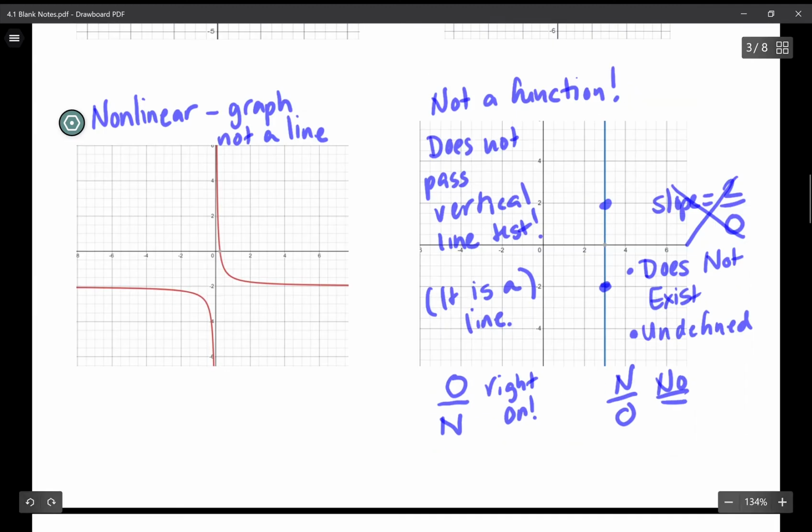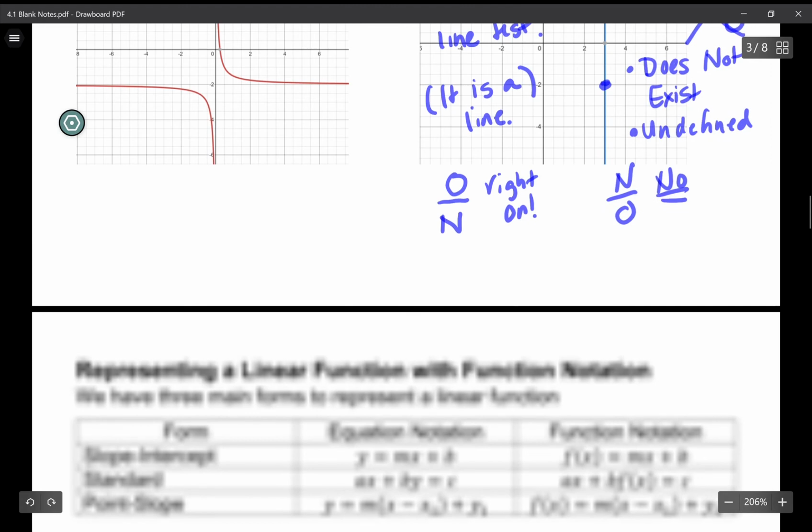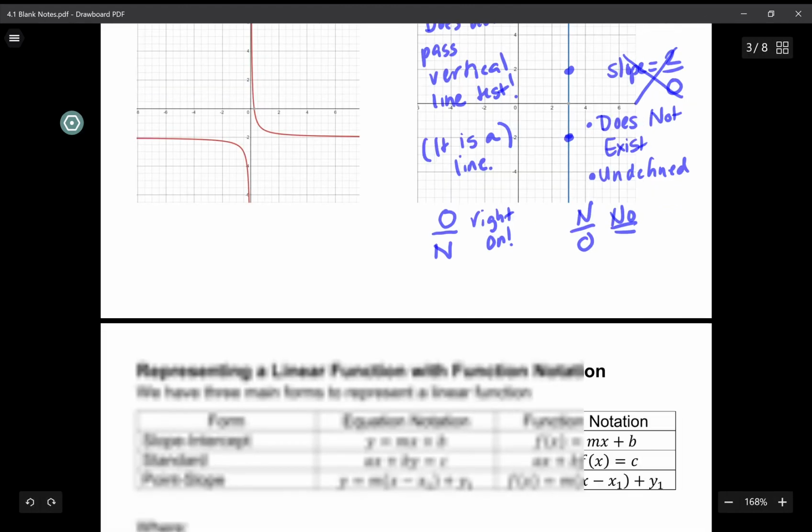Oops, I'm zooming out. Zoom back in. Okay. Now I'm all blurry. What's going on? Okay, here we go.